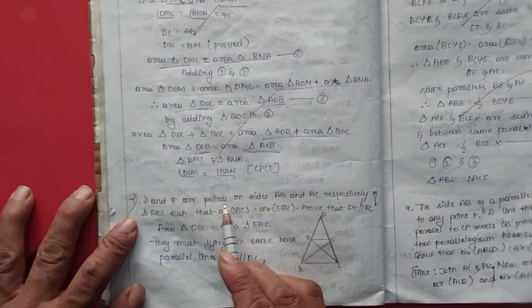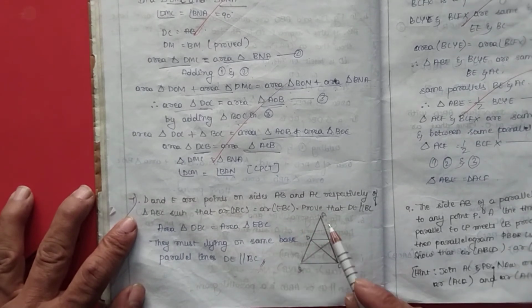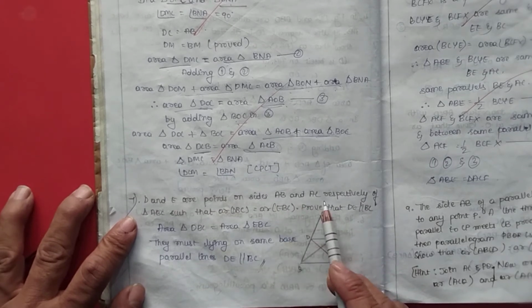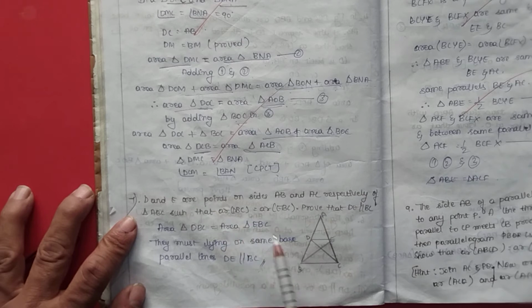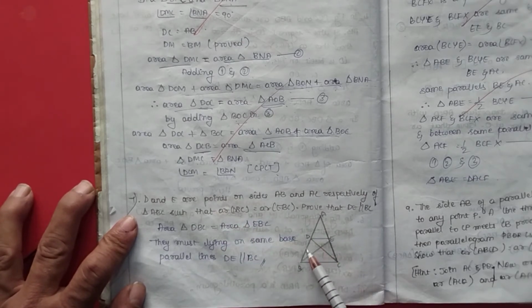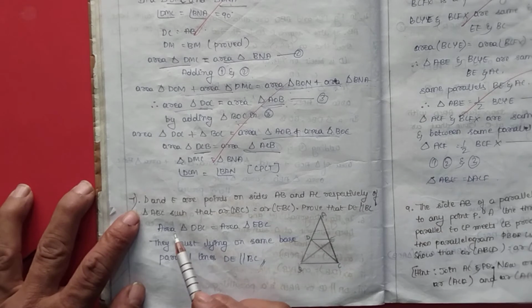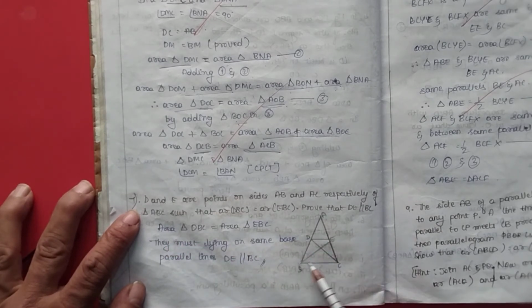D and E are points on AB and AC respectively of triangle ABC, such that the area of triangle DBC and the area of triangle EBC are equal, this one and this one. We have to prove that DE is parallel to BC.